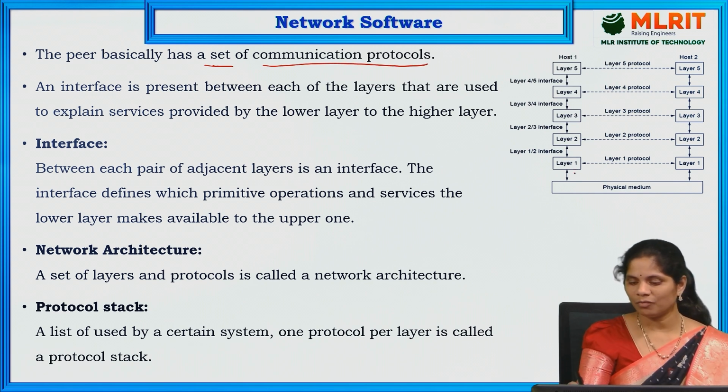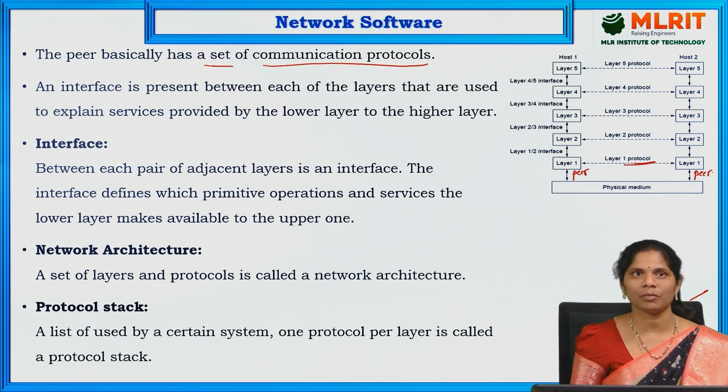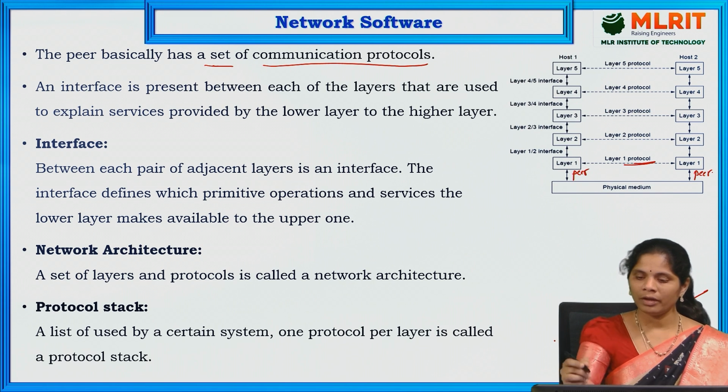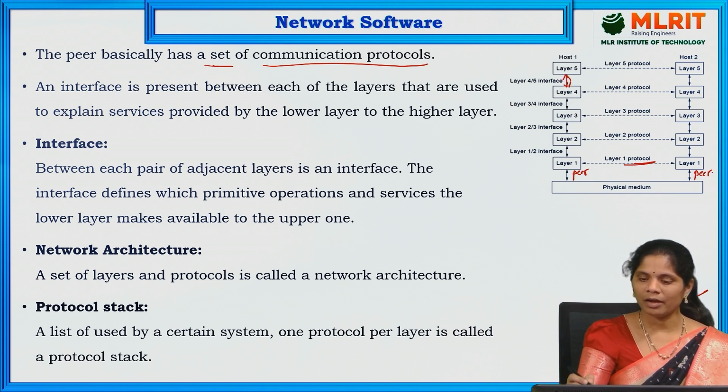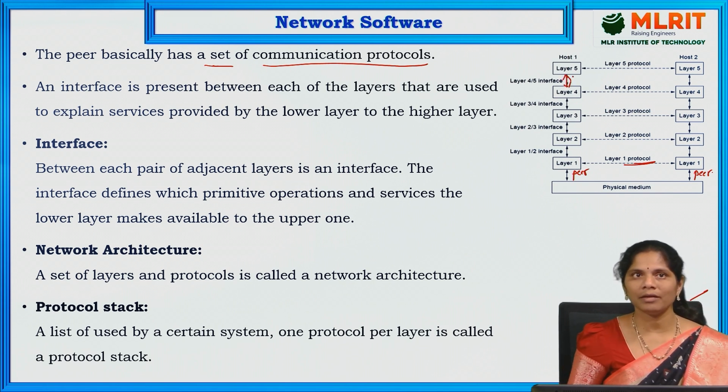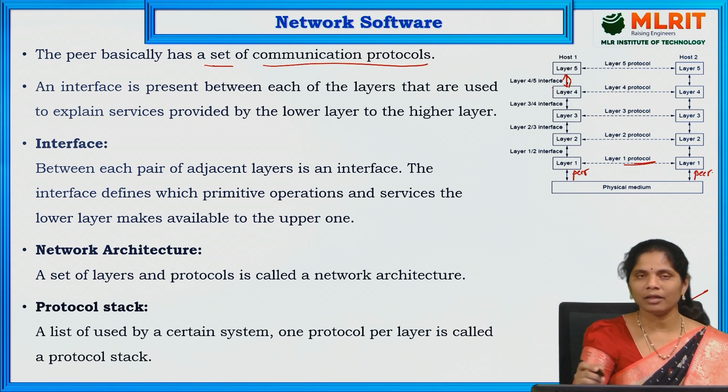See, this is one peer, right? This is a peer and this is one peer. These two are called peers. They communicate through this particular protocol, that is the layer 1 protocol. And here the interface is also present. I already said that between the layers we have the interface, that is the solid line. The solid line indicates the interface. What is the main aim of the interface?